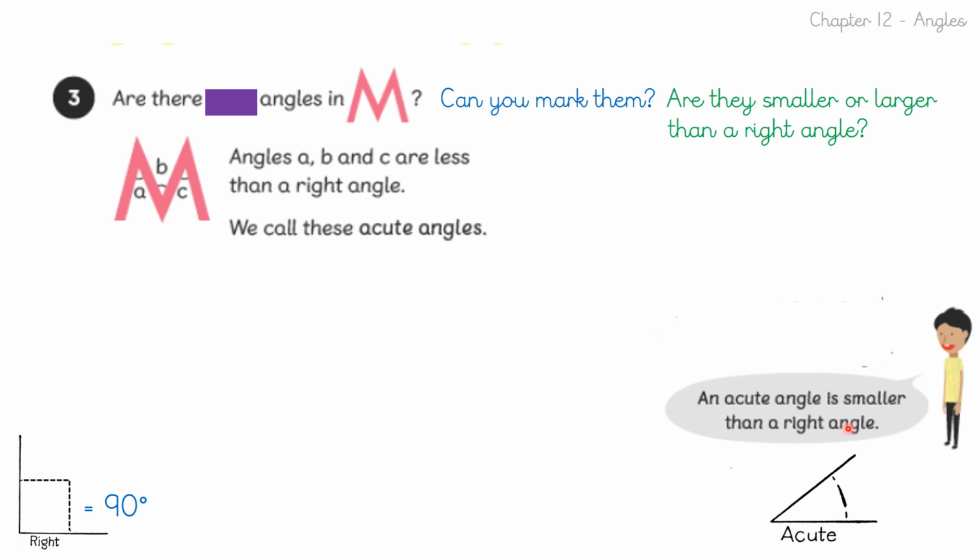Can you read this with me? An acute angle is smaller than a right angle. So it doesn't necessarily need to be this size. It could be even smaller or a bit larger, but always less than 90 degrees.